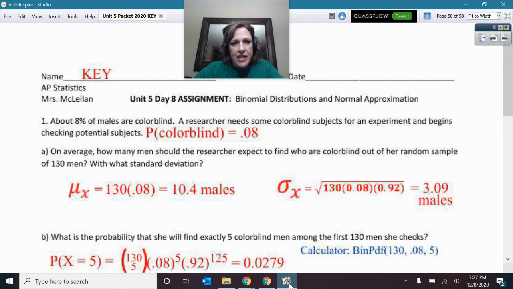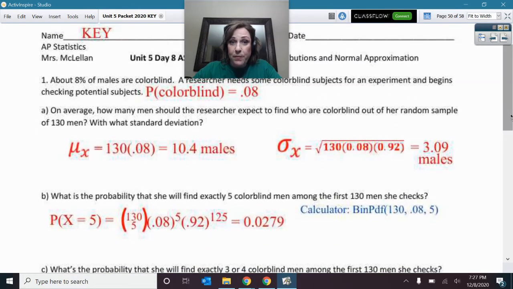Alright, we're going to take a look at our assignment where we were first introduced to our binomial distribution and then the parts where we compared it to the normal model. And so here we go. First off, we start off with our probability of colorblind, and then we want to know how many we expect. And how many you expect, that's the mean.